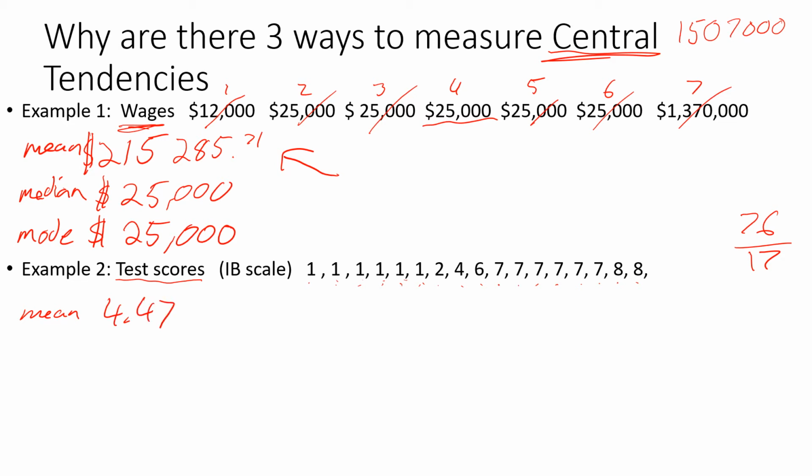Okay, let's take a look at the median. And so we're going to cross off some numbers. Smallest, biggest, smallest. 3, 4, 5, 6, 7, 8. So our middle number right here is this one right here.